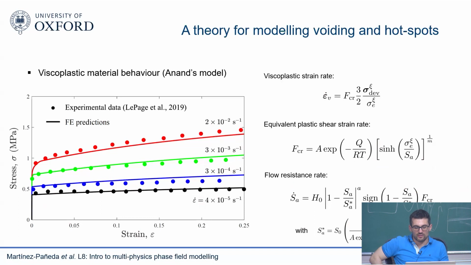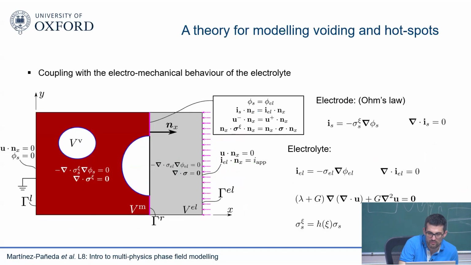So that's I guess the takeaway. So we have a well-calibrated model. And then the other thing is that we not only model the anode, we also model the electrolyte, because we want to capture those current hotspots. So we're going to solve an electromechanical problem on the electrolyte.